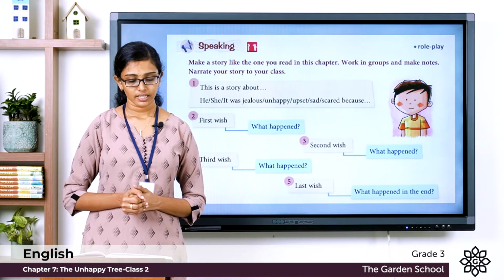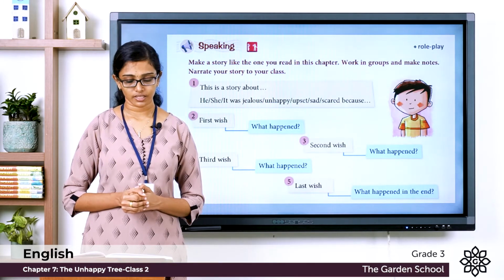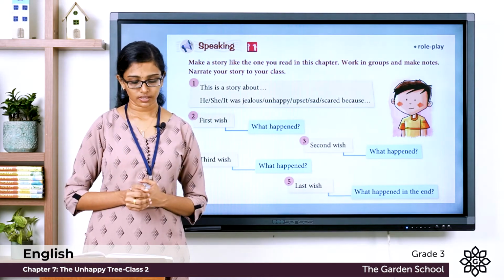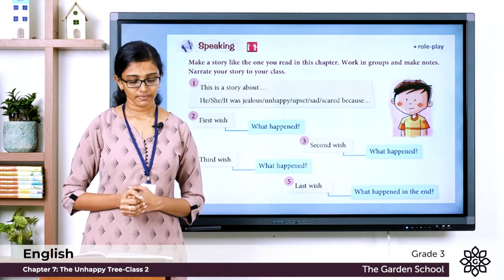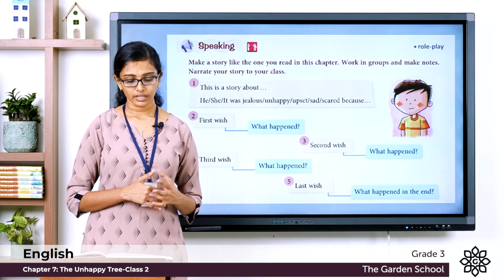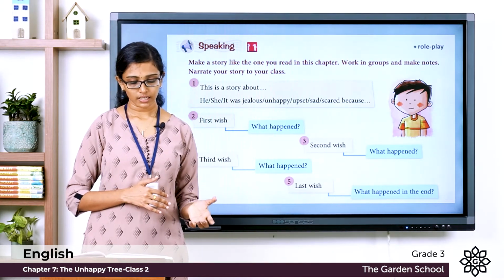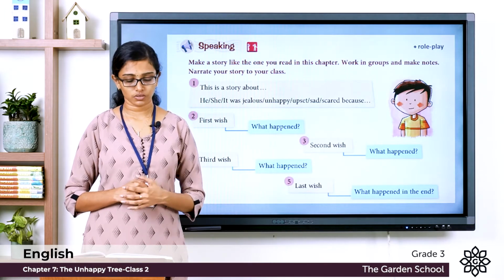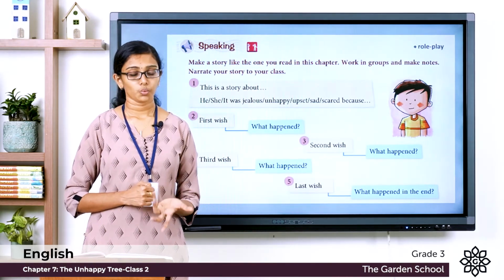Make a story like the one you read in this chapter. Work in groups and make notes. Narrate your story to your class. And some clues are given there. This is a story about he or she or it was jealous or unhappy or upset or sad or scared because... First wish, what happened?